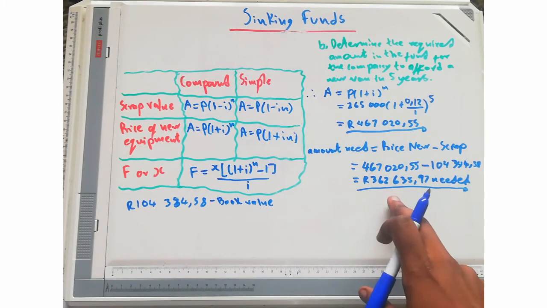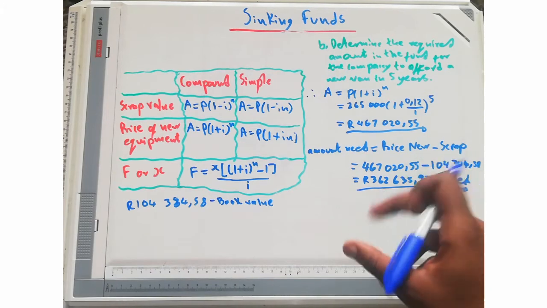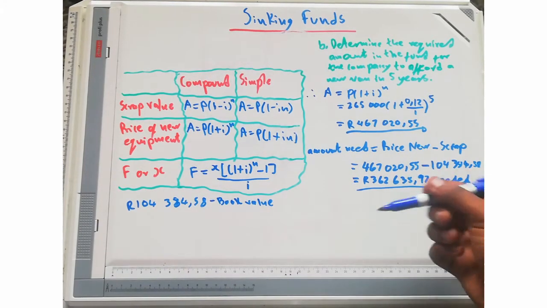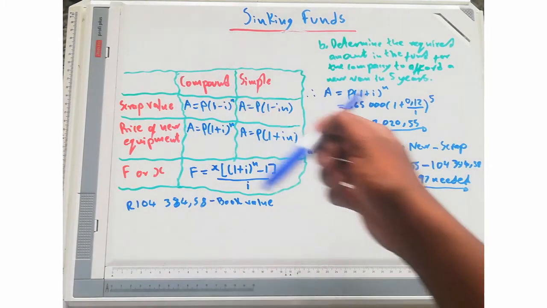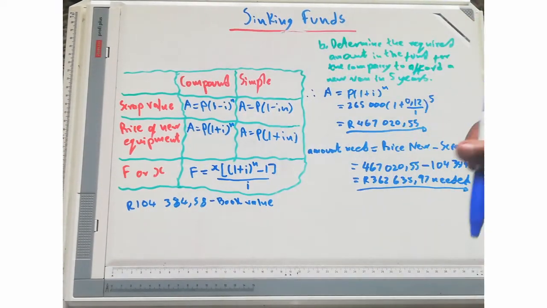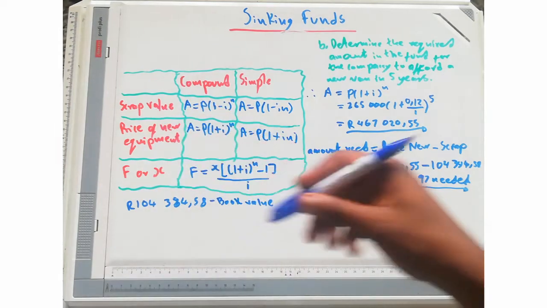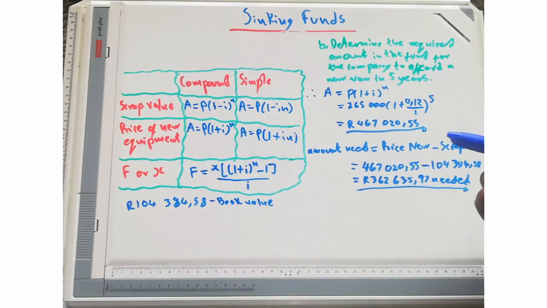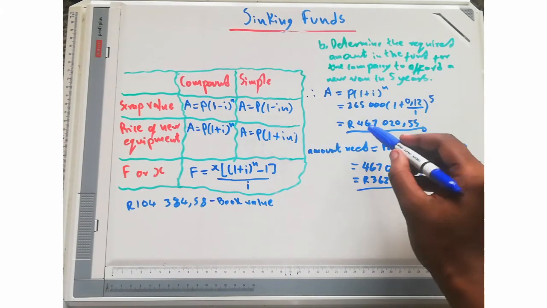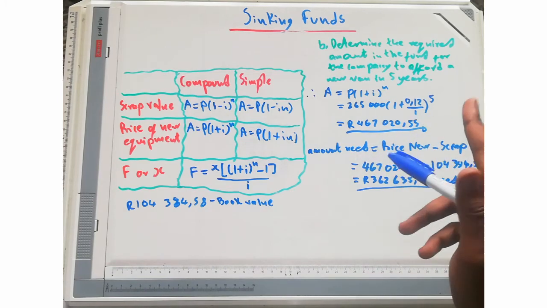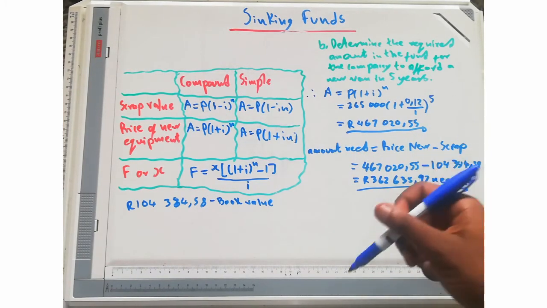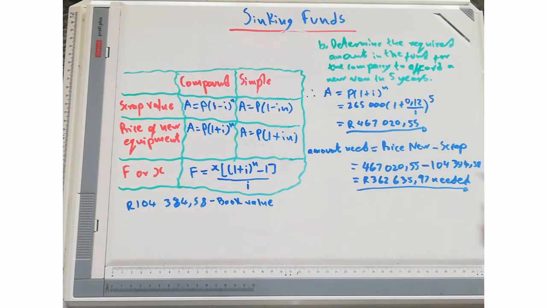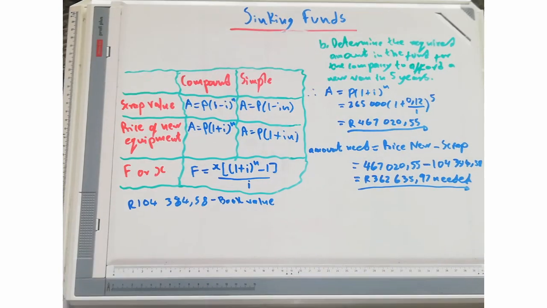So this is the amount we need in the fund 5 years later for us to afford a new van, because we are obviously going to sell the old van at scrap or book value, whatever you want to call it, and then the new one will cost us this. So the difference between the two is the amount that we have to have in the bank to afford a new van.